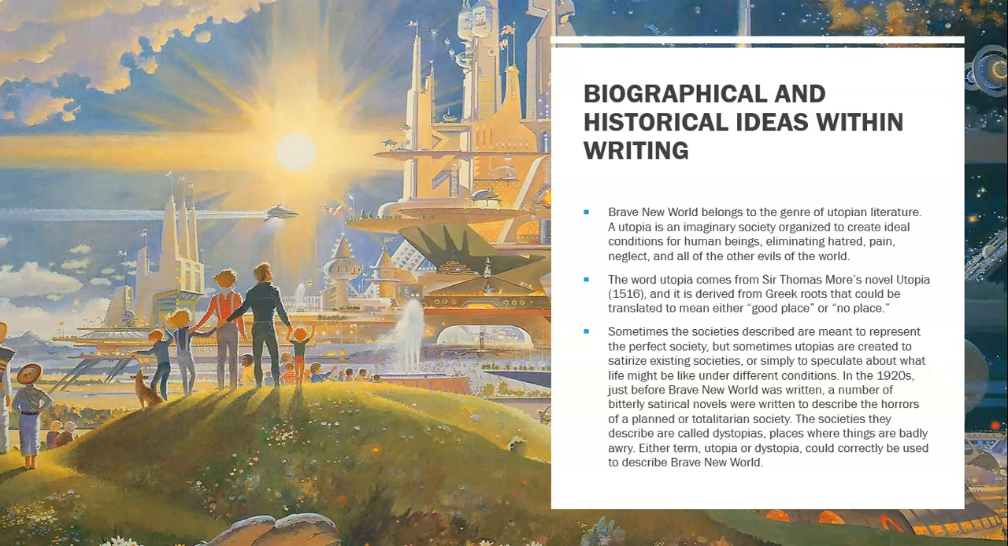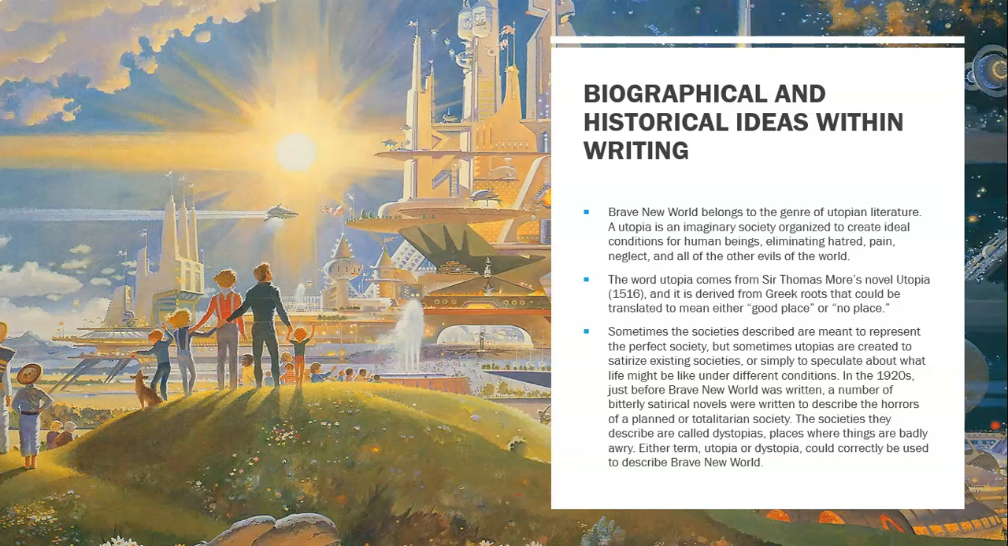The word utopia comes from Thomas More's novel Utopia from 1516, and it's derived from Greek roots that can be translated to mean either the good place or actually no place, depending on the translation. Sometimes the society is meant to represent the perfect society, but sometimes utopias are created to satirize existing, contemporary societies, and perhaps even to simply speculate about what life might be like under different conditions. If you look at the Amazon Prime show The Man in the High Castle, it asks what would have happened if the German forces, or the Axis forces, had won World War II.